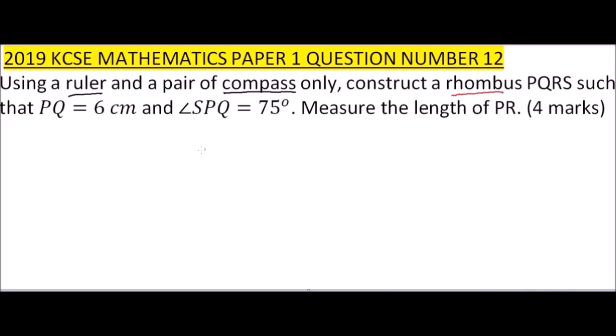Then we are given the length of PQ is 6 centimeter and angle SPQ is 75 degrees. So here you are being tested. Do you know how to construct angle 75 without using a protractor? That is, using a ruler and a compass only. So that is the information that you need to understand before you start to do this question.